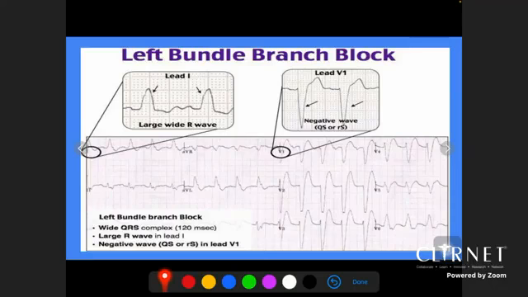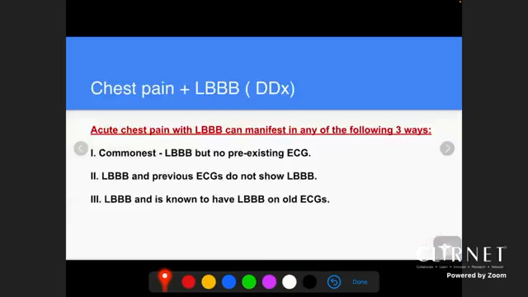If the QRS complex is less than 120, this is not a left bundle, but you can call it interventricular conduction delay or incomplete left bundle branch block. So chest pain plus left bundle branch block. If the patient presented with acute chest pain with left bundle branch block, this can manifest in any of the following ways. First and the commonest, left bundle but no pre-existing ECG.